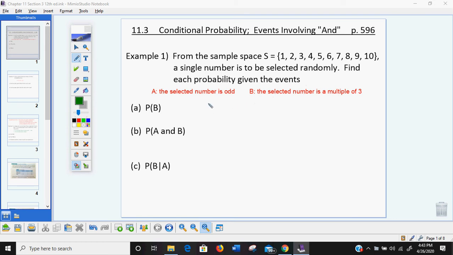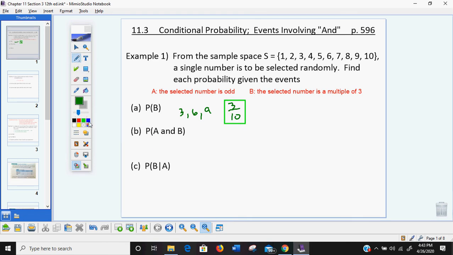Now, event A is you selected an odd number, like 1, 3, 5, 7, 9. Event B is the selected number is a multiple of 3, like 3, 6, and 9. So for part A, it says, what's the probability of B? So we want it to be a multiple of 3. We already looked at those, the number 3, the number 6, the number 9. Those are all multiples of 3. So that gives us 3 possibilities out of 10. So the answer to that piece would be 3/10.